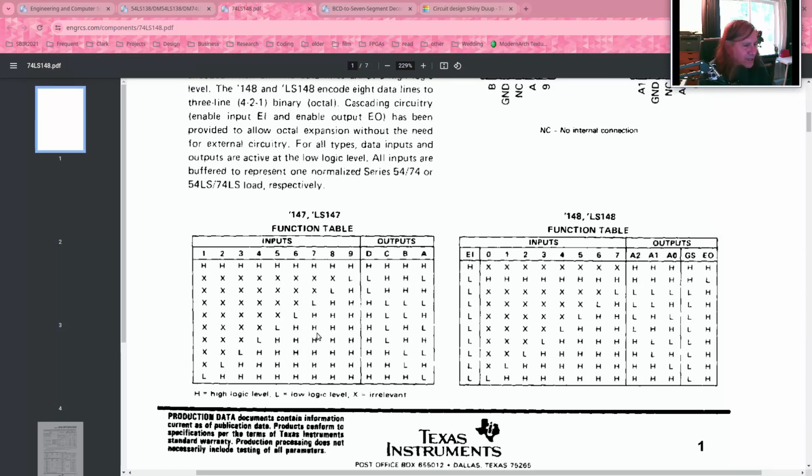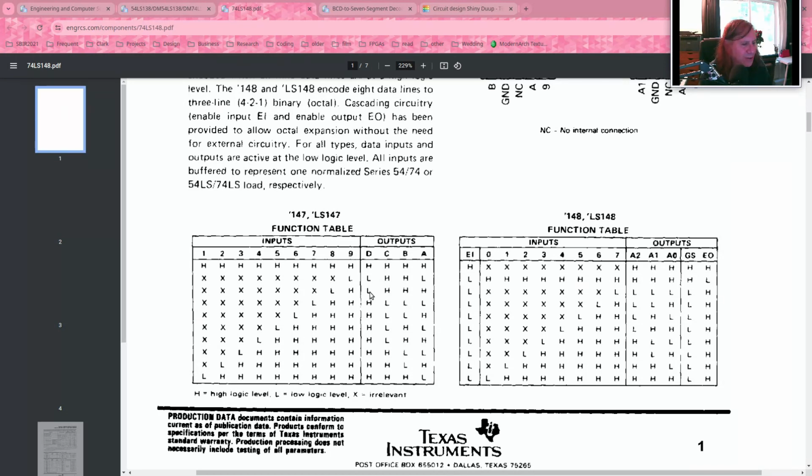But if inputs 9, 8, 7, and 6 are all high and 5 is low, then 5 is the highest priority input that's low. And these others don't matter. So the answer to our question should be 9, 8, 7, 6, 5, 4, 3, 2, 1. And the outputs give us the answer to our question, but they do it in a backwards way. When the answer should be 9, the output is 0, 1, 1, 0. Well, that's not 9, right? But if we think of low as being logic 1 and high as being logic 0, this is 1, 0, 0, 1. That's a 9. That's the answer to our question.